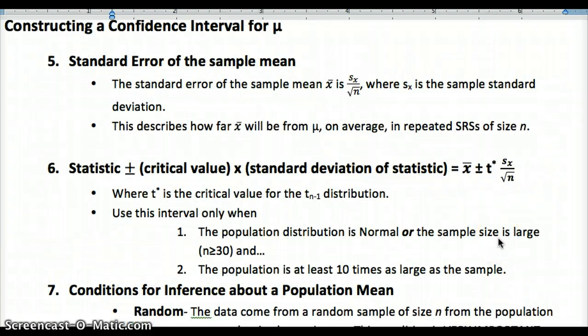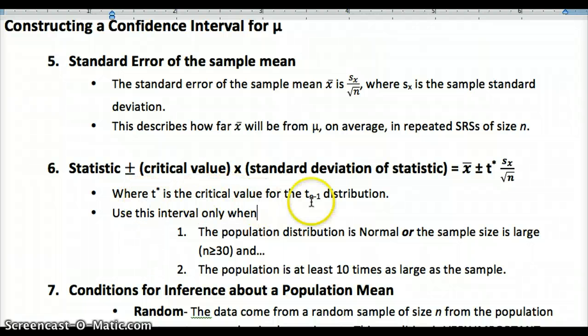So to construct your confidence interval, we take our sample mean, x bar, as our point estimate, and then we find the standard deviation of the sample, and divide by the square root of n. This tells us how far x bar will be from our parameter on average in repeated simple random samples of the same size n. So that would give us the standard error of our sample mean. So we'd have our statistic, which is our sample mean, x bar, plus or minus the critical value, which is based on our confidence level, our t statistic. Here we represent that as t star, times the standard deviation of the statistic, so the standard deviation over the square root of n.